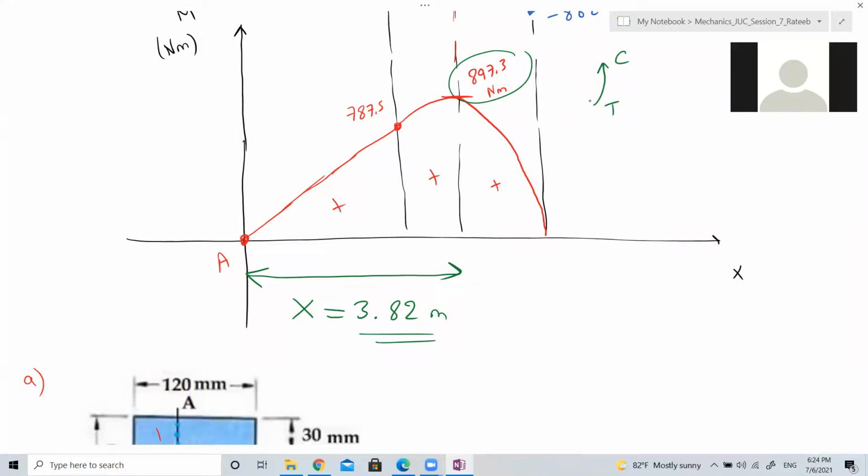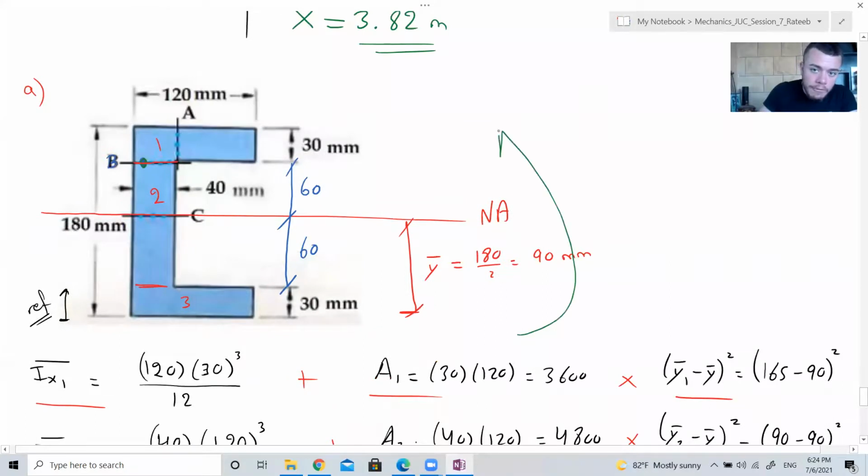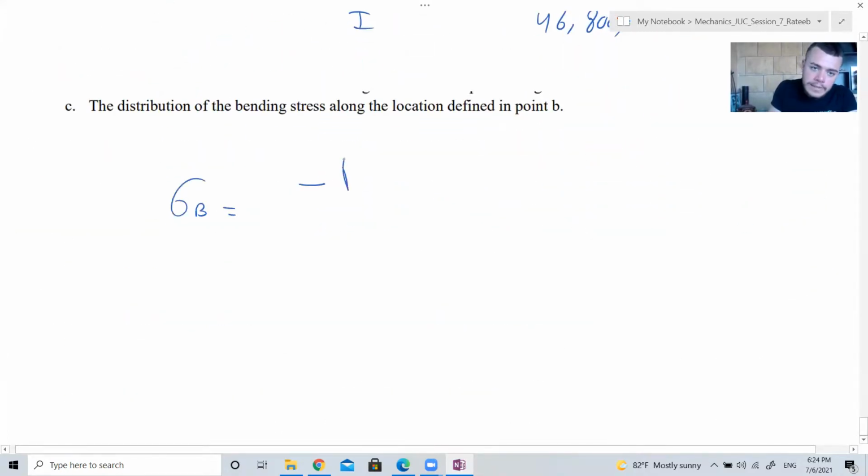Didn't we say that when the moment is positive, compression is on top, and when the moment is negative, compression is at the bottom? Yes. So here, because the maximum moment is upward, M max equals 897.3 N·m. So here is compression, here is tension, and everything above the neutral axis is under compression. So sigma B is minus M y over I. M is 897.3 times 10 to the power 3.